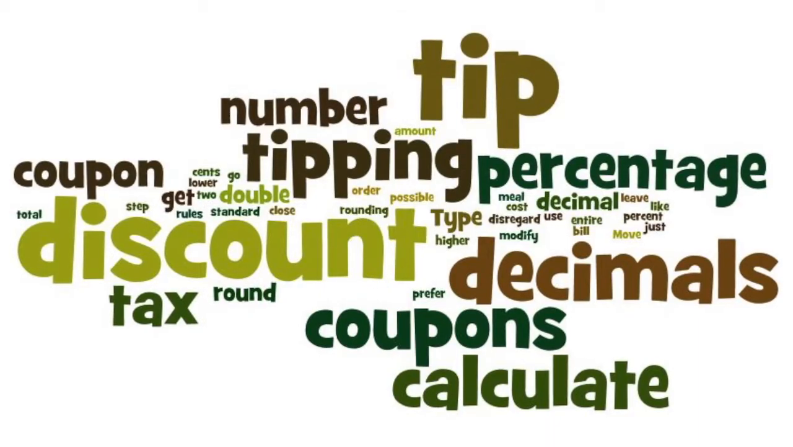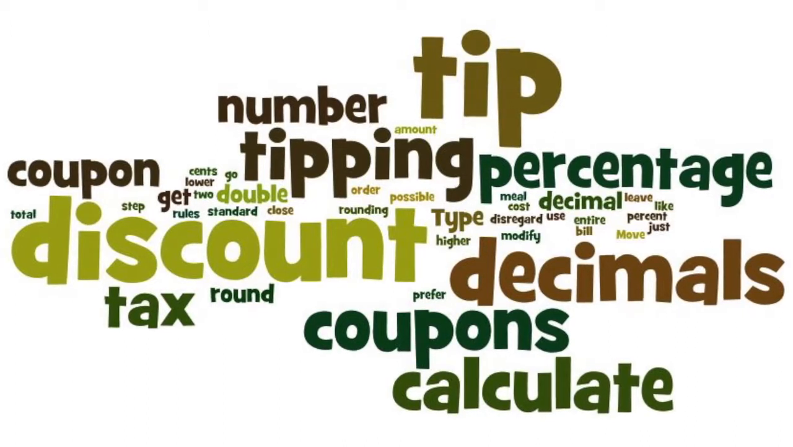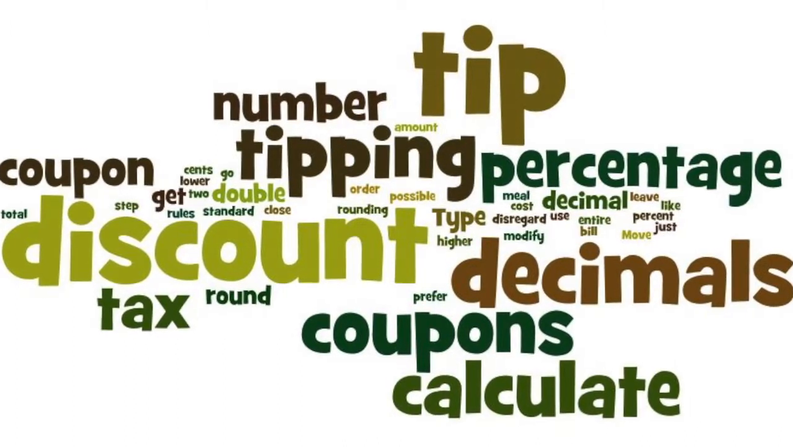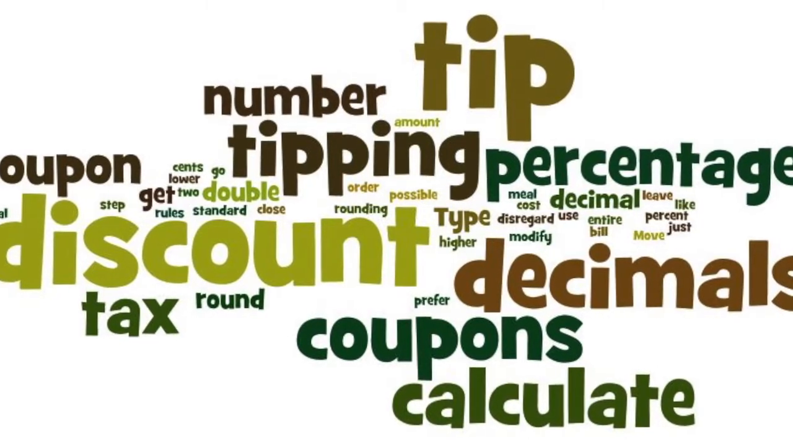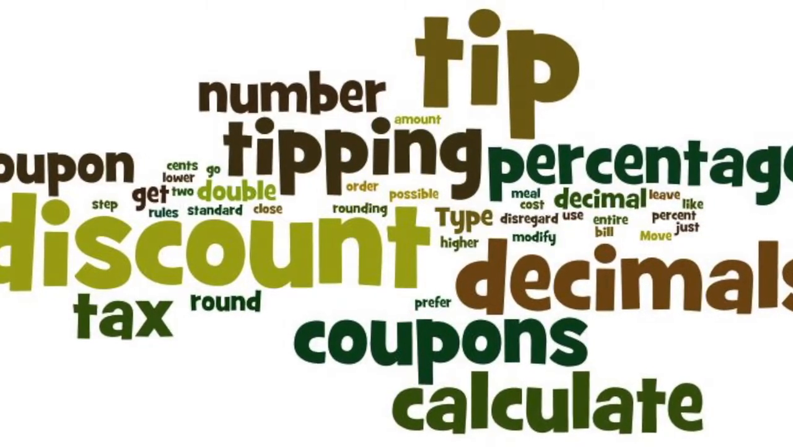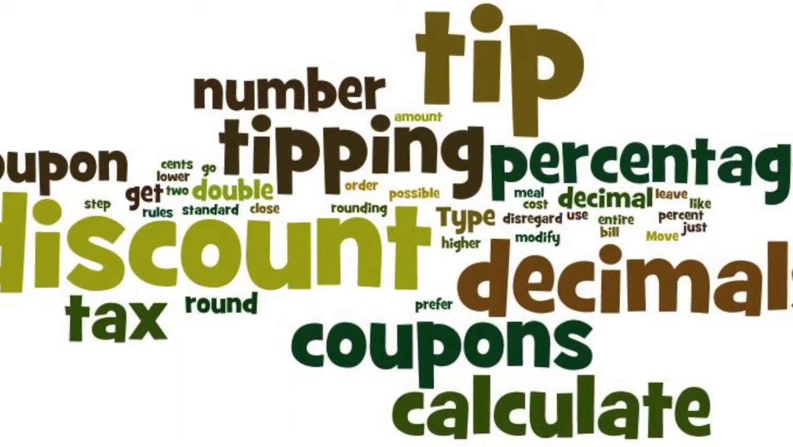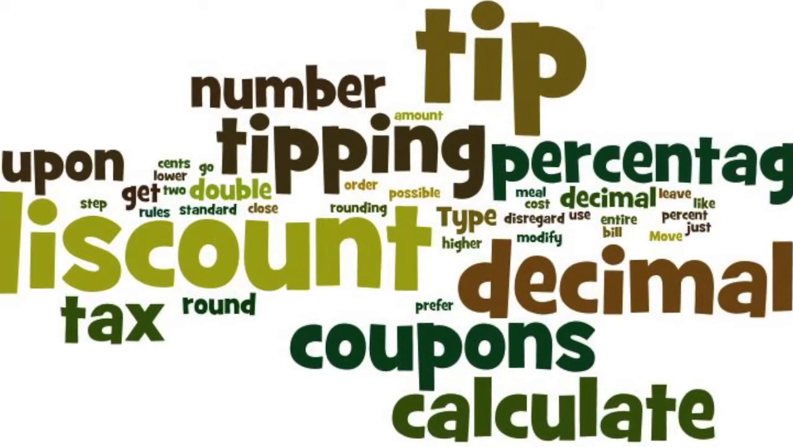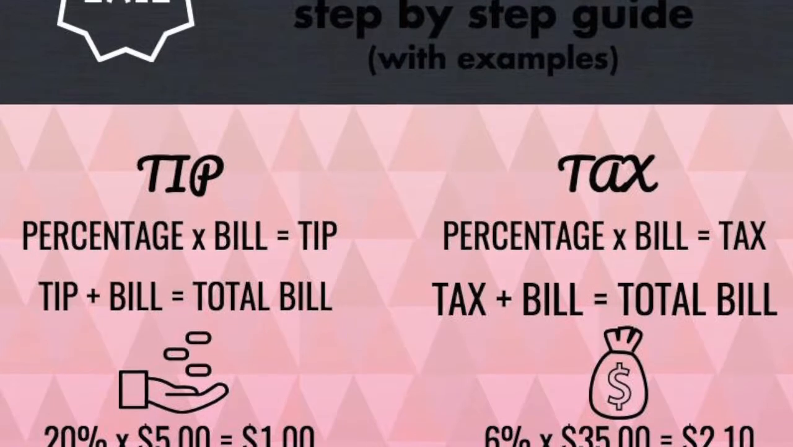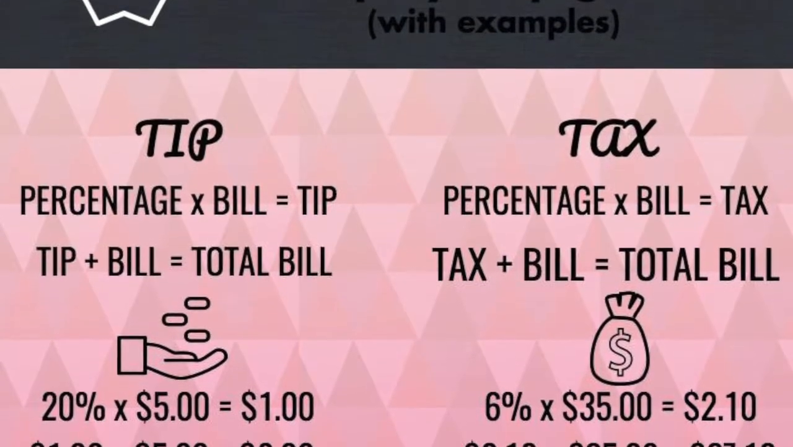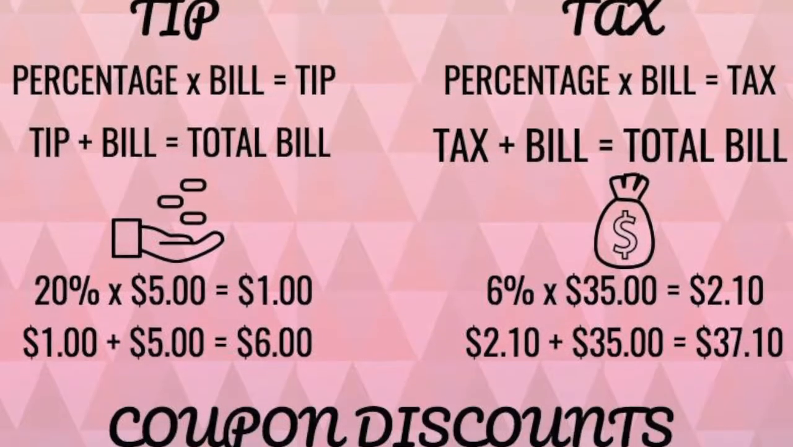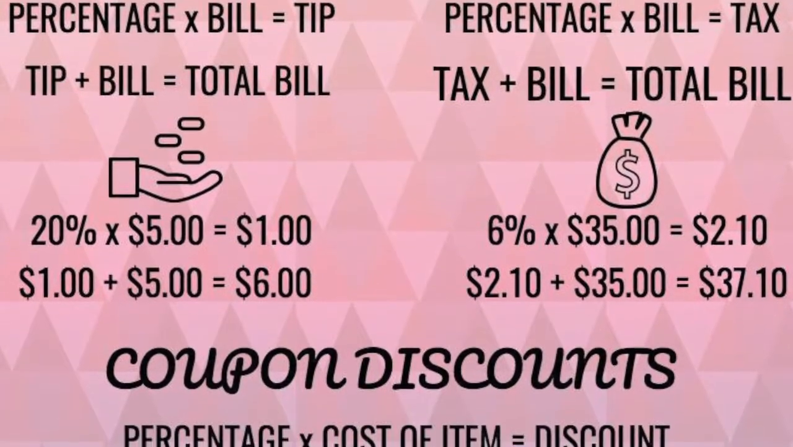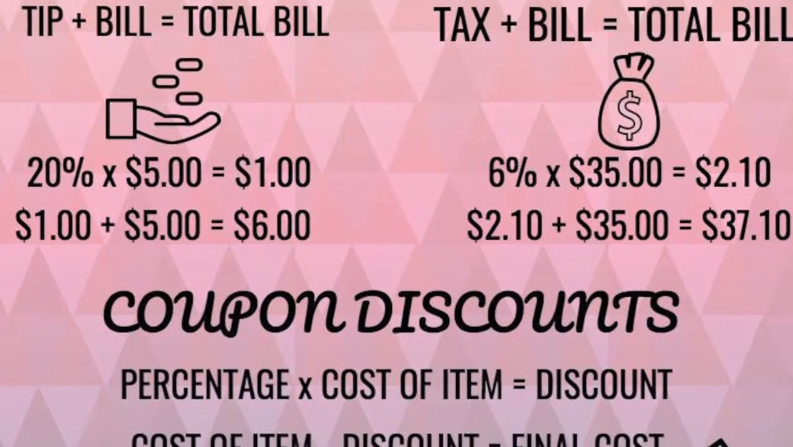Here are just a few of the important words that we'll be talking about when we start calculating tip and tax. You'll see that it says decimals and percentages because we're going to need to remember to change those over before we start doing the calculations. You'll also have access to this infographic that's a quick reminder on converting percentages to decimals and then calculating tip, tax, and the coupon discounts that we'll be using in class.